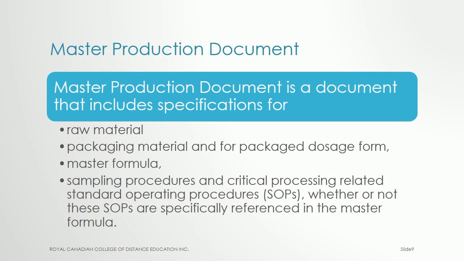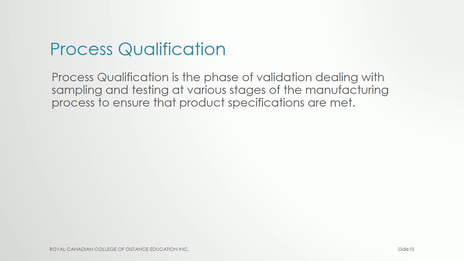Master Production Document. This is a document that includes specifications for raw material, packaging material, and for packaged dosage form, master formula, sampling procedures and critical processing-related standard operating procedures, whether or not they are specifically referenced in the master formula. Process Qualification. It is the phase of validation dealing with sampling and testing at various stages of the manufacturing process to ensure that product specifications are met.